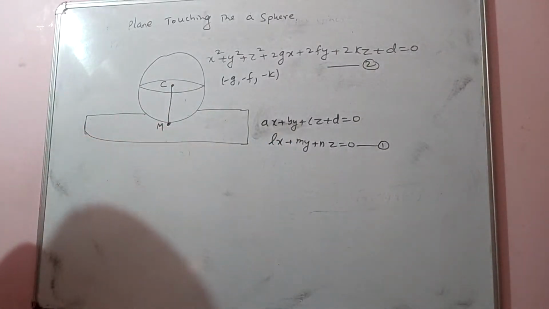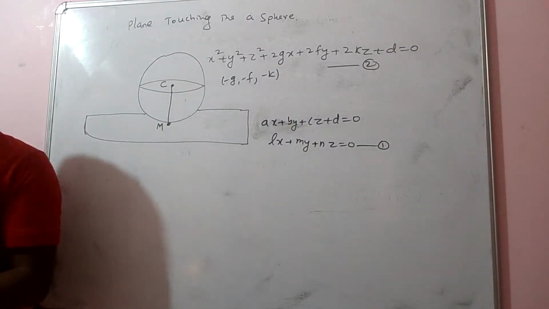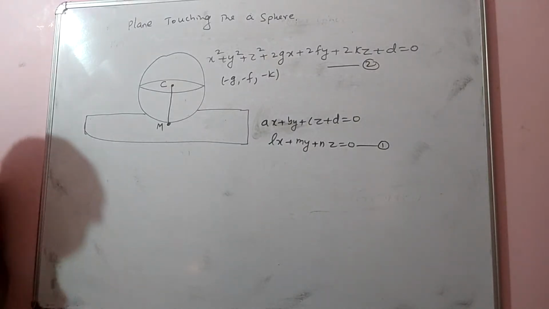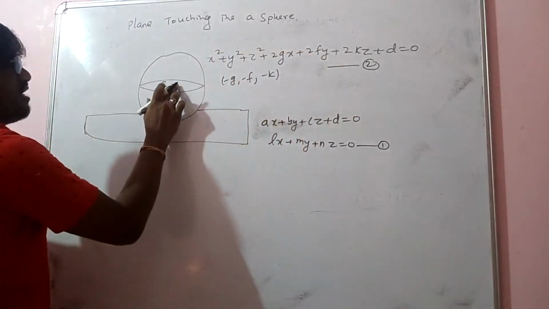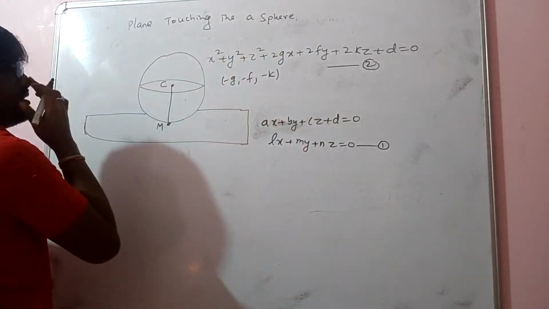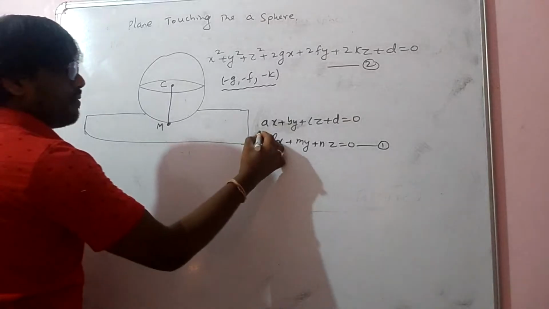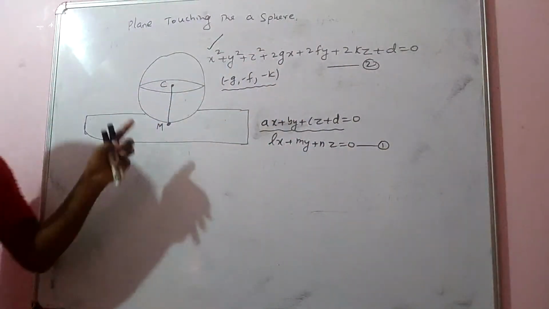Then if you want to find the equation of the sphere, let me take a question, then you will understand. What they do here is they don't give the sphere equation. They will give only the center of the sphere and the plane equation, and they will ask you to find the sphere equation.